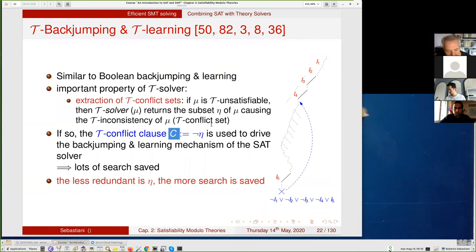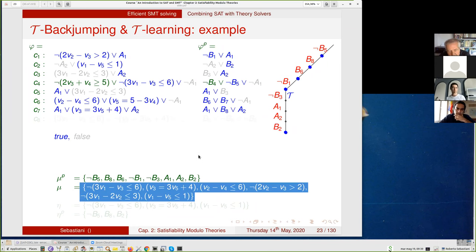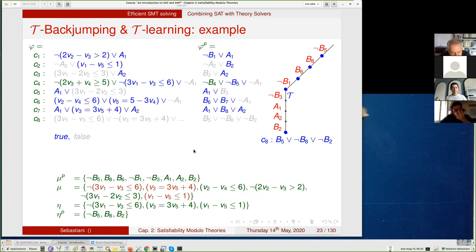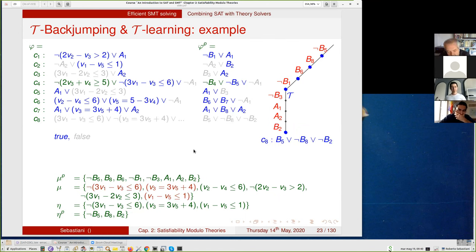Okay? So let me see again an example with that. Suppose we are in the very same position that we were before. So we had this formula, we had this truth assignment. Again, I don't tell you what this T is so far. So we have asked our theory solver whether this set of literals is consistent in arithmetic, and it says no, this is not.